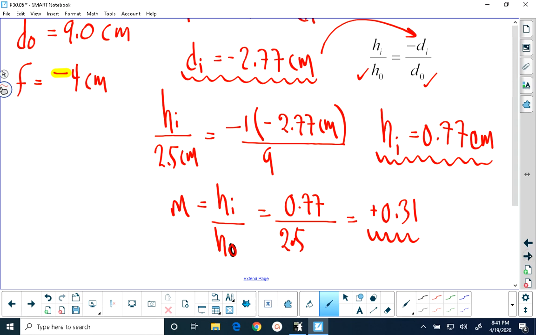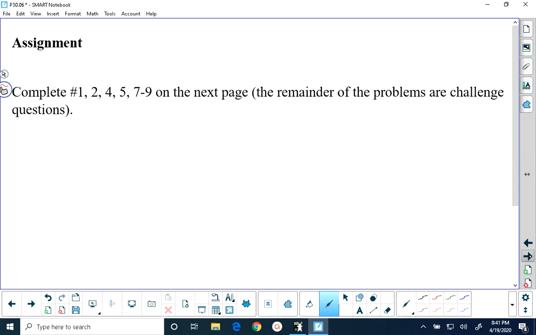Your homework is on the next page of your lesson handout. Work on number 1, 2, 4, 5, 7, 8, and 9. You can certainly try some of the other problems, but they are challenge problems, and they are really quite challenging.